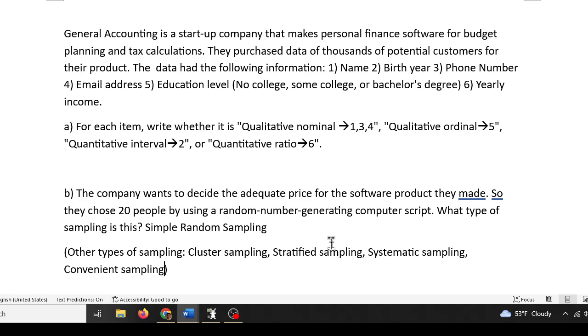Okay, so you should definitely know these different ways of sampling and what they mean, because for exams and quizzes you might have different kinds. But the answer for this one would be simple random sampling.